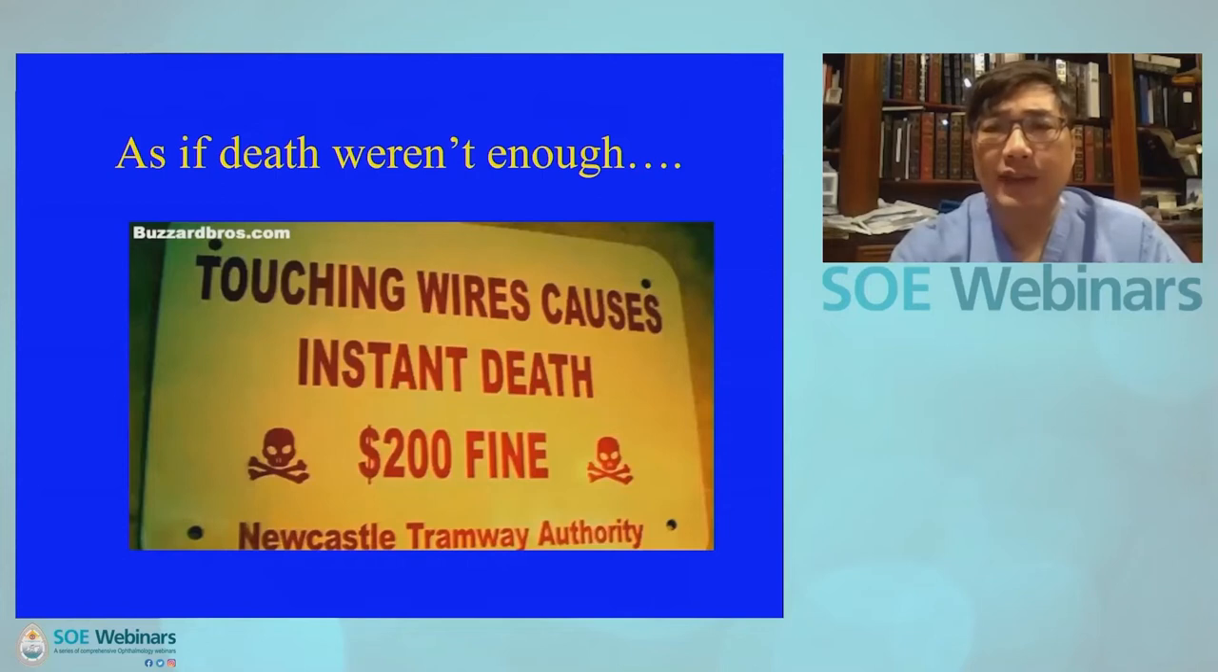And as if death weren't enough, I love this sign. It says touching wires causes instant death. There's also a $200 fine. Well, if the $200 fine is not the motivation, well, death certainly should be.